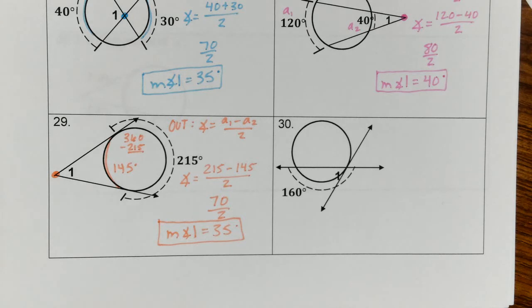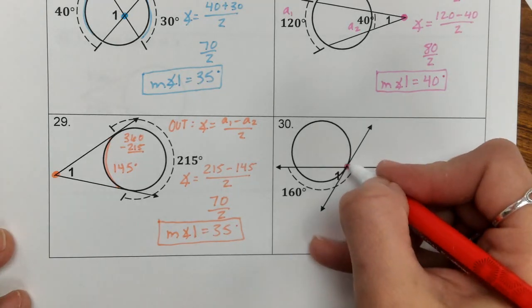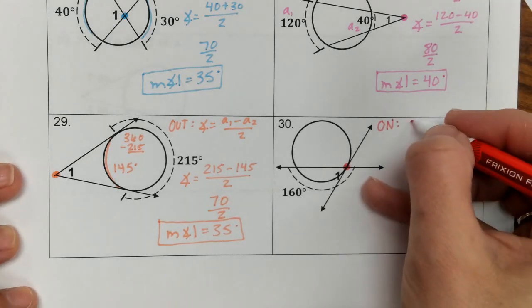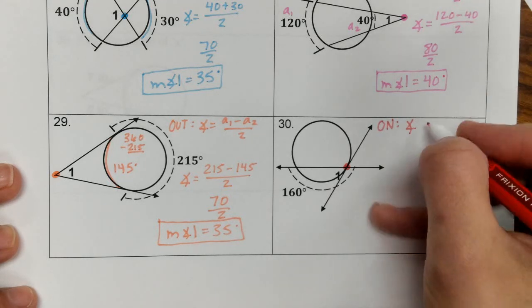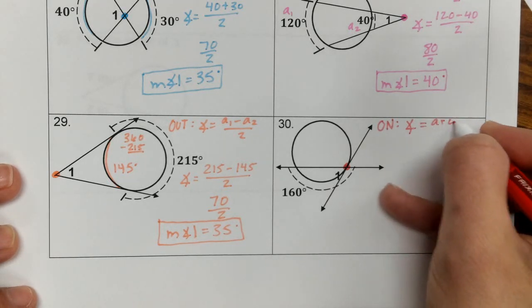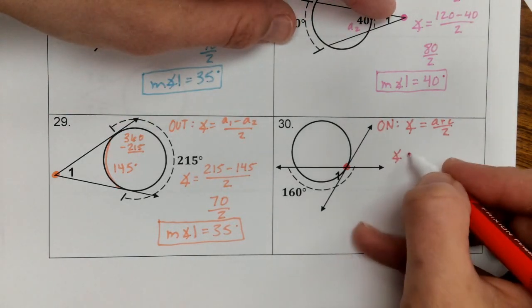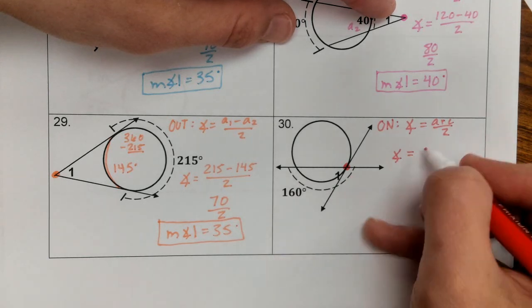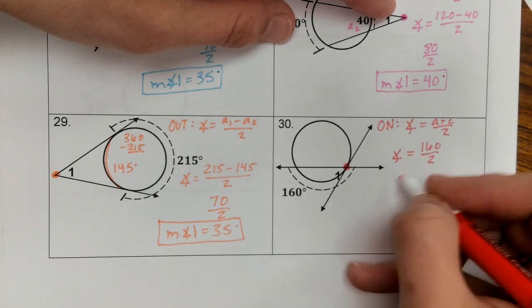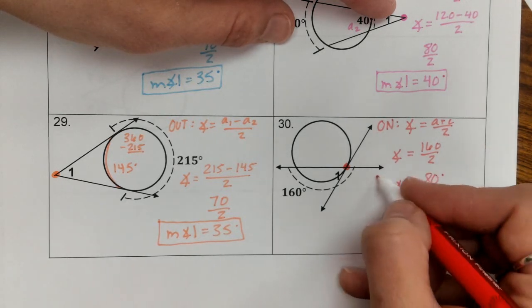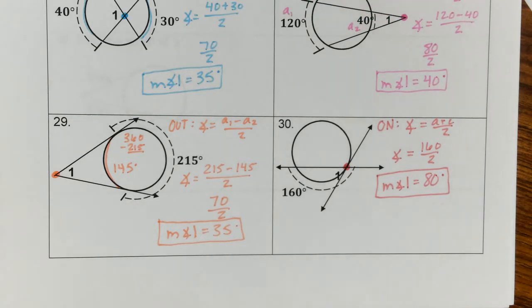Right? Last one on this page. Where is the vertex? We've got a lot of stuff going. Where do they intersect? They intersect right here. So your vertex is going to be on that circle. So the on the circle formula was back to number 25. The angle is equal to the arc divided by 2. Okay? So here we have the angle is equal to, here's the arc, 160 divided by 2, which will give us the measurement of angle 1 is equal to 80 degrees. All right? And that's it on that page.